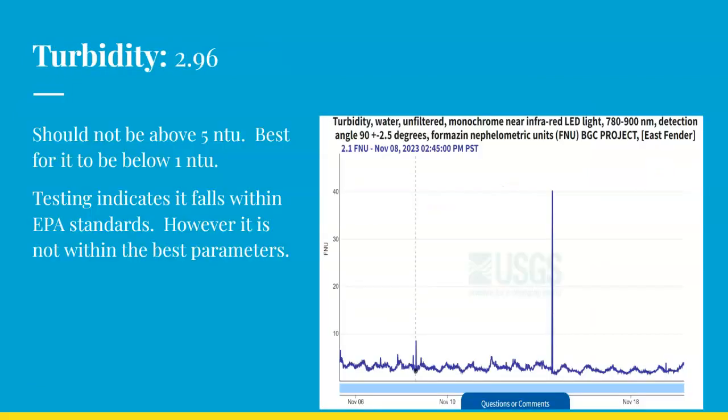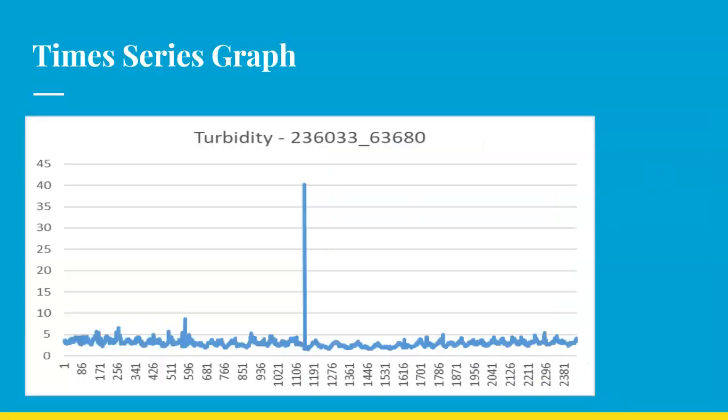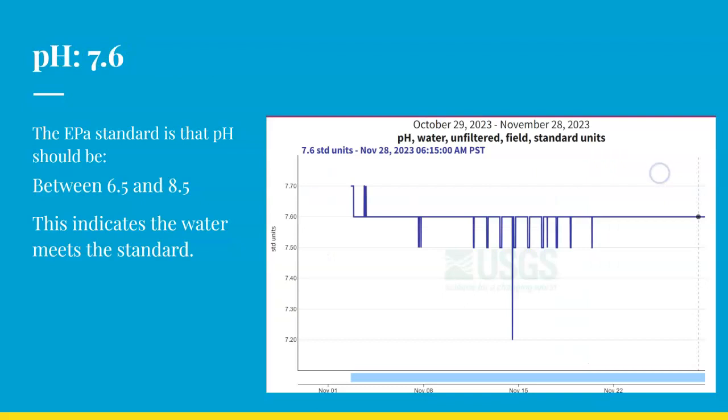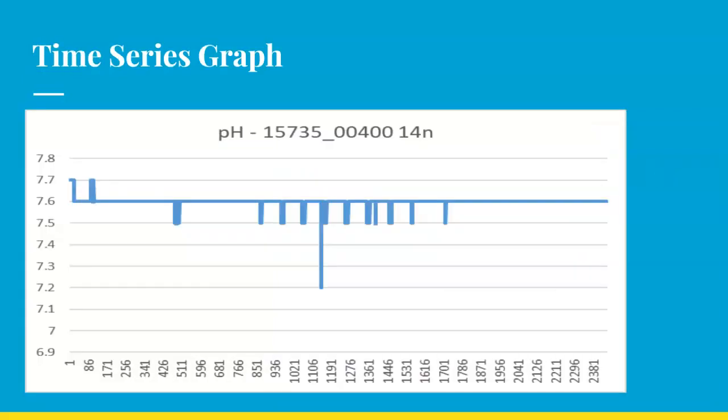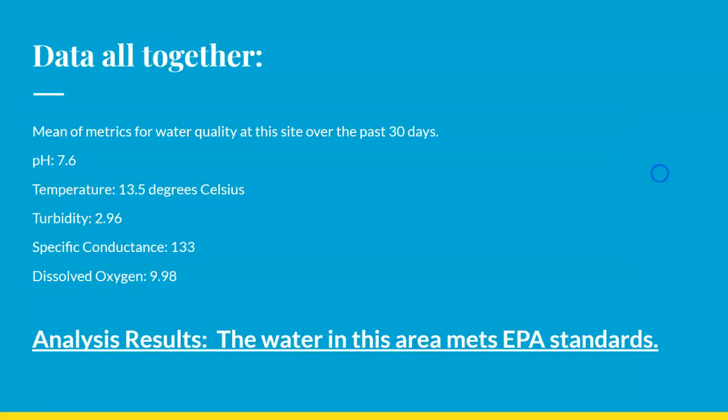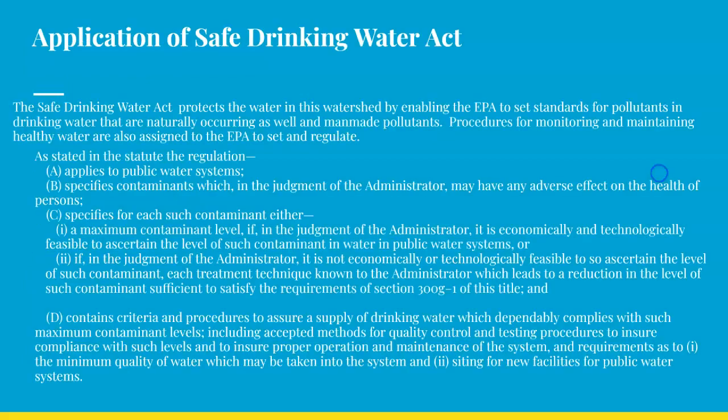Turbidity should not be above 5.0. Testing indicates that it falls within those EPA standards. However, it's not within the best parameters. There are a couple outliers there that might have tweaked the data a little bit. Here's my time series graph. The pH was 7.6, which is right there within the standards. Here's the graph I created, which is very cool. It's very similar. Altogether, the analysis shows that the water in this area does meet EPA standards.